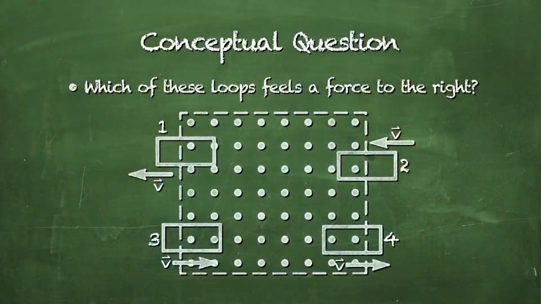Let's do some examples. Take a look at this diagram where we have an area, that's the dotted box, with magnetic field lines represented by the dots coming out of the page. So we have an area where we have a magnetic field coming out of the page. And then we have 4 loops. Some are moving into the magnetic field area and some are moving out.